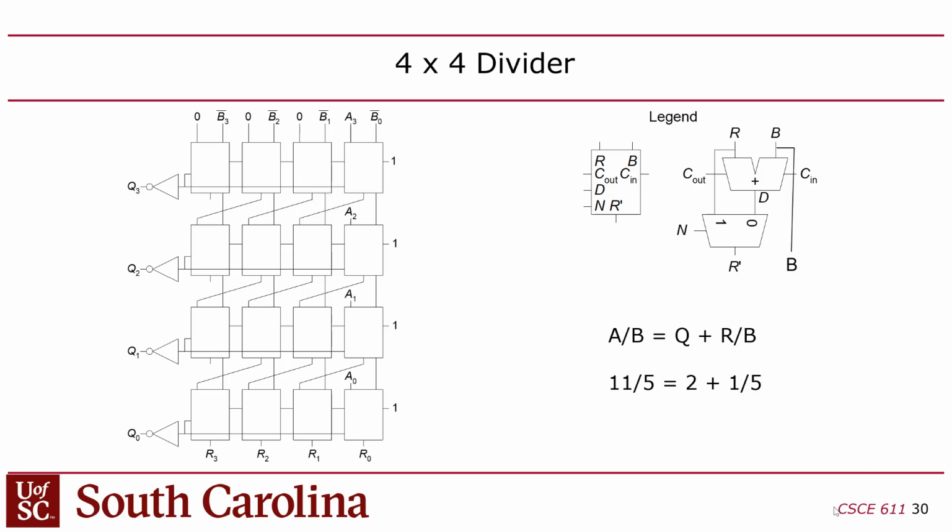It starts out as the dividend, but it's really the remainder because you whittle away at the dividend until you end up with the remainder at the end. So R is the remainder, B is the divisor. You subtract them, and then D is the difference.